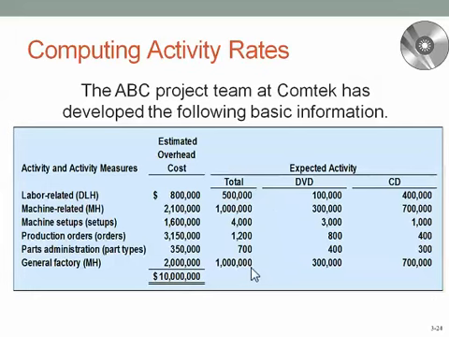estimated level of activity. And again, the total estimated activity for direct labor hours is simply the 100,000 hours that we would expect to work on making DVDs and 400,000 hours that we expect to spend making CDs. The machine-related hours of 1 million, 300,000 are coming from making DVDs, 700,000 for CDs. So again, we're given our estimated cost for each one of our cost pools and our estimated activity levels for each one of our cost pools.